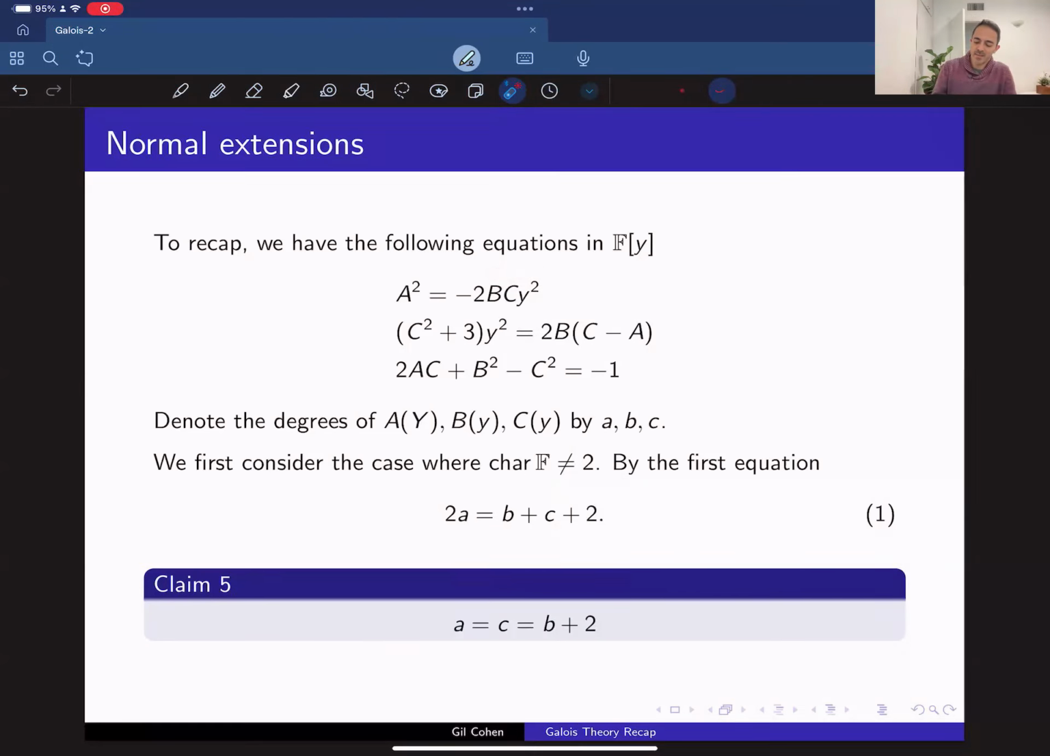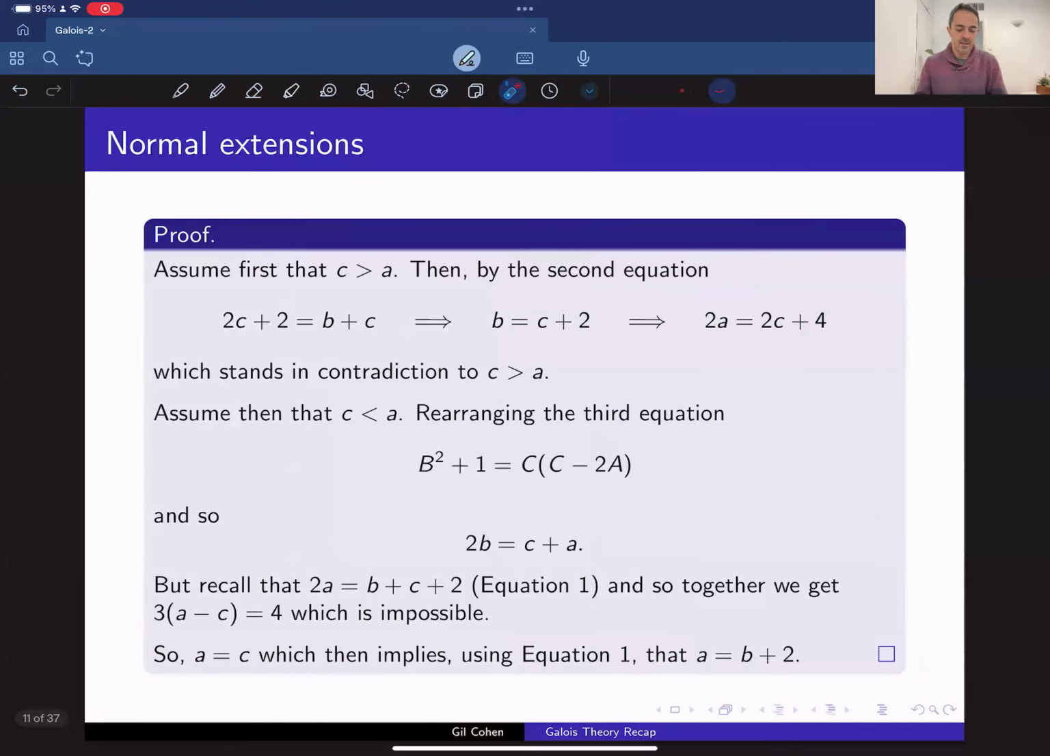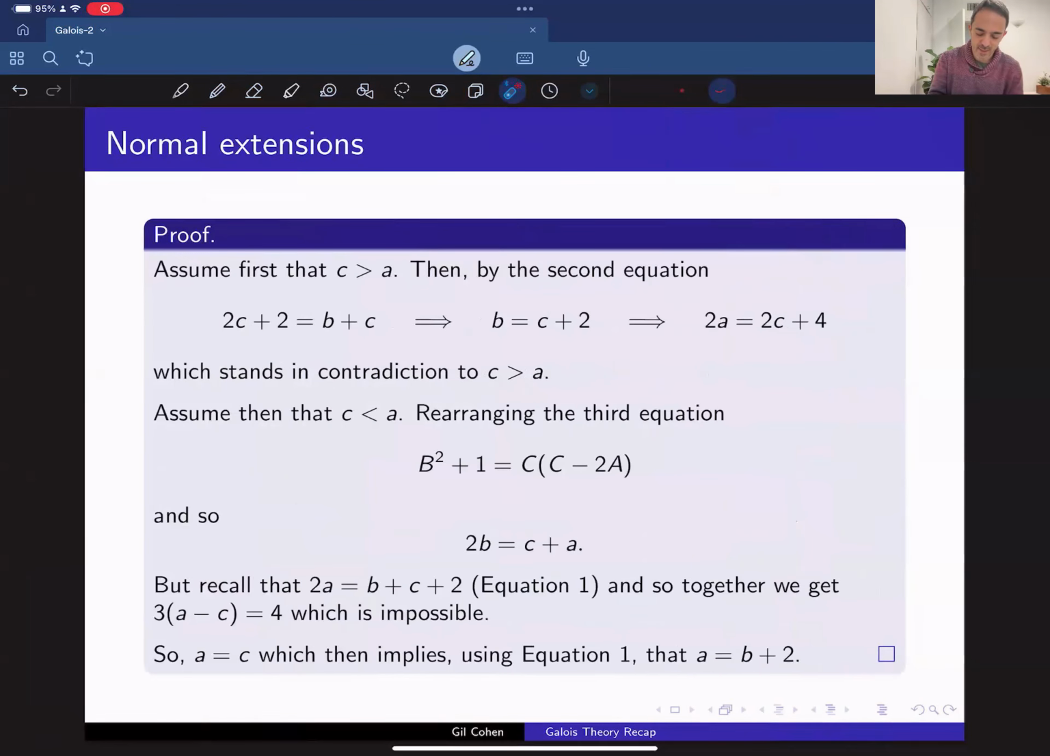And what I claim is that actually a and c are the same. So capital A and capital C have the same degree, and the degree is 2 more than the degree of b. So let's see that. So first of all, I'm claiming that a equals c. So let's assume that c is larger than a.